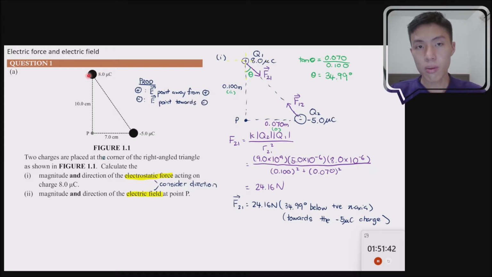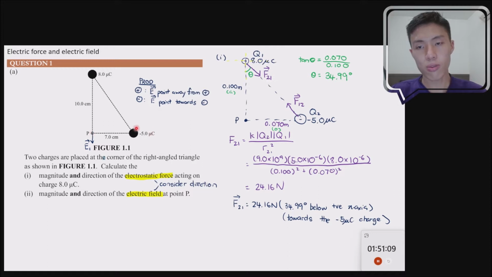Here 8 microcoulomb is a positive charge. So at point P, there's electric field produced by this 8 microcoulomb charge. Since it is a positive charge, the electric field needs to point away from 8 microcoulomb. How to point away from 8 microcoulomb at point P? Away means pointing downwards. If you are pointing towards, then it's upward, but you are pointing away, so you need to point downwards. So this will be electric field produced by Q1. We call it Q1 already, right? So this is electric field produced by 1.